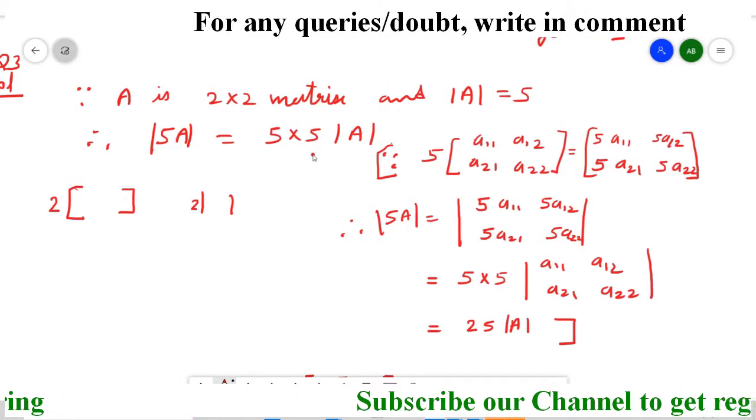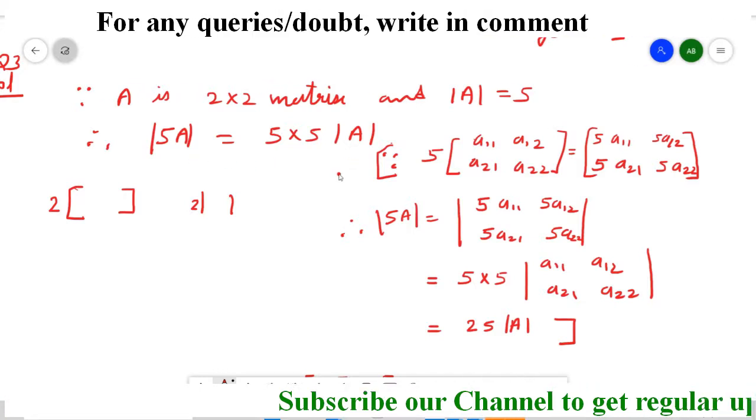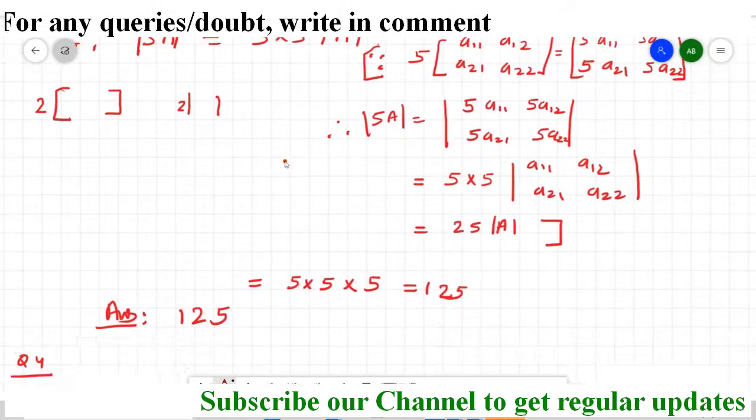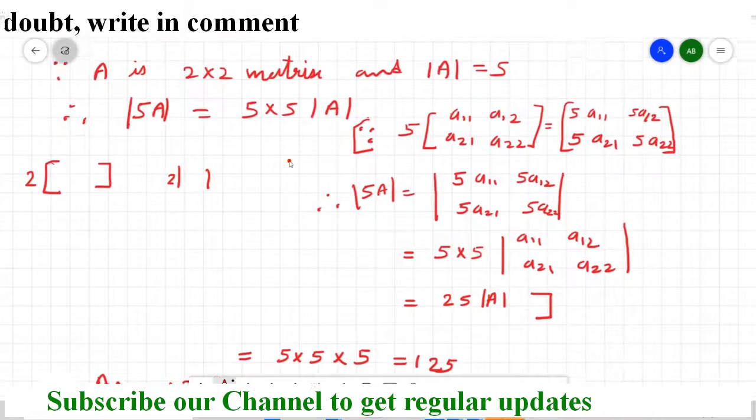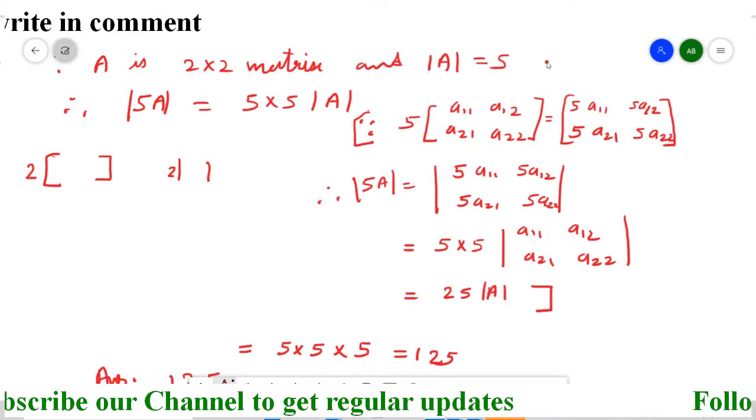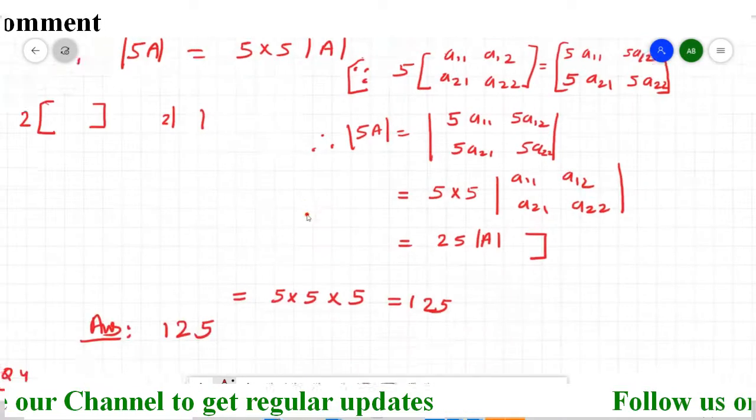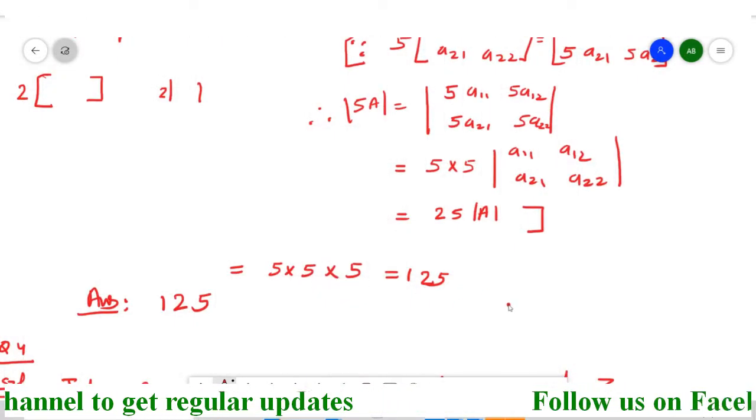So it's a short kind of question, a tricky kind of question, very important also. The conclusion is, 5 fives are 25, and the determinant of A is how much given to us? 5. So we'll put the value here. So our answer is 125.